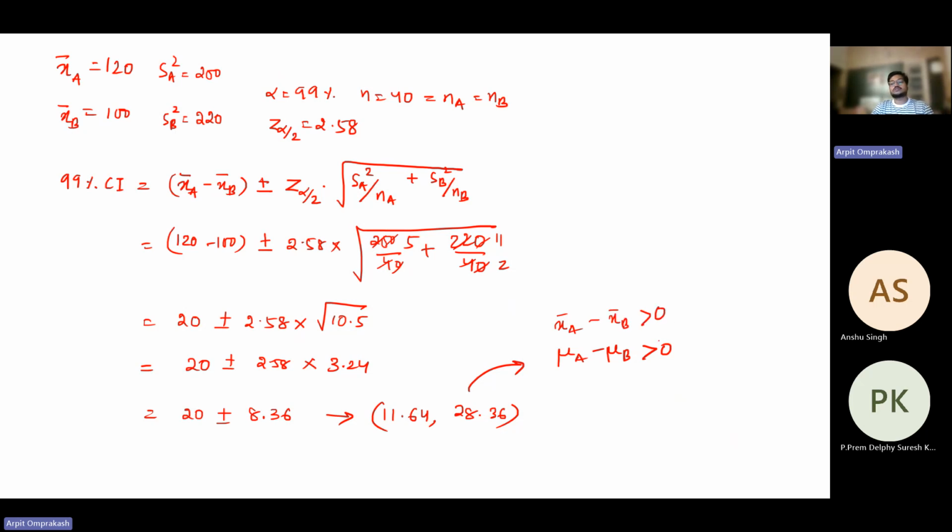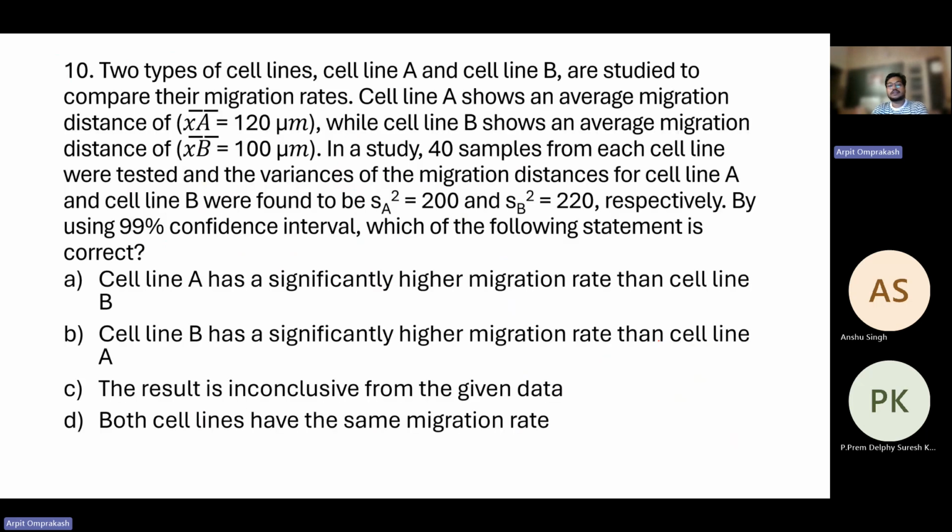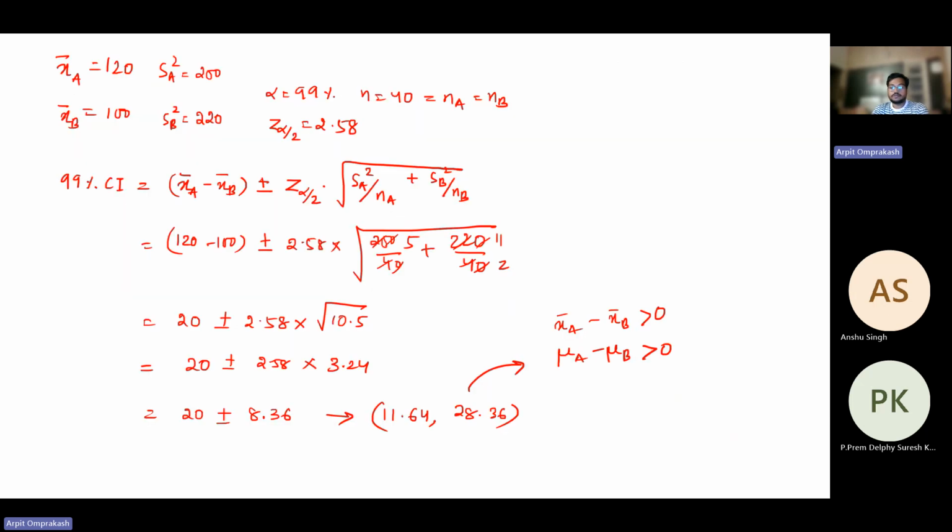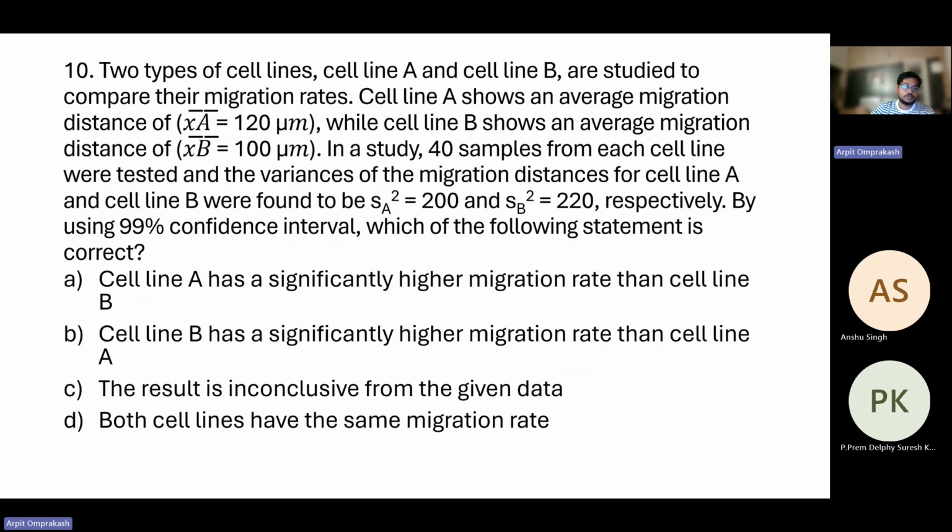Right. So what this means is that with 99% confidence, we can say that cell line A has a higher migration rate, because the mean of cell line A is always greater than the mean of cell line B at a significance level of 99%. It falls in the range.